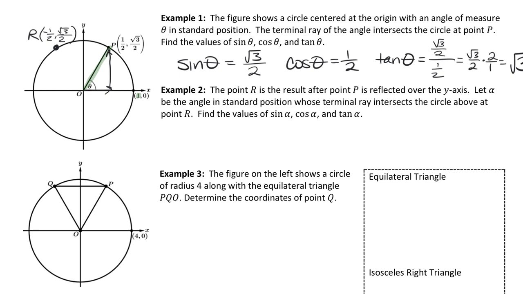Now, it says let alpha, this is the Greek letter alpha, let alpha be the angle in standard position whose terminal ray intersects the circle above, on the left, at point R. So now we have a new terminal ray that comes from the vertex and hits point R. The angle alpha is the angle that goes from the positive x-axis all the way here to the line that hits R. That's our angle alpha. This time we're going to find the sine, cosine, and tangent of alpha.